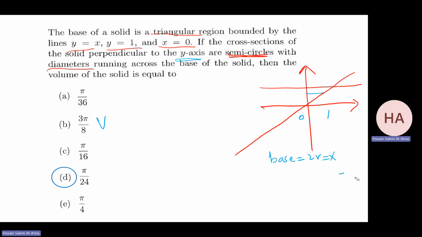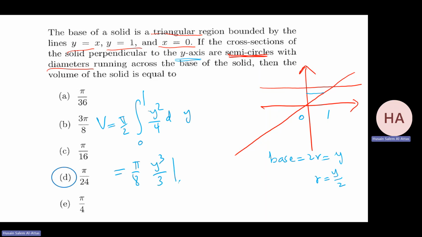Yeah, in terms of y. So 2r equals y, so r equals y over 2, now from 0 to 1. So the volume will be pi times the integral from 0 to 1 of (y over 2) squared, perpendicular to the y-axis. Okay. I have y squared over 4 dy. That gives me pi over 4 times y cubed over 3 from 0 to 1. That gives me pi over 12, which is this one. Yeah, in terms of y, perpendicular to the y-axis. Okay.